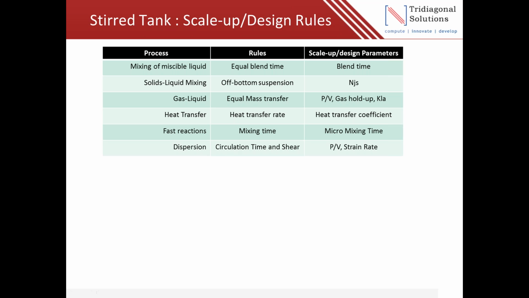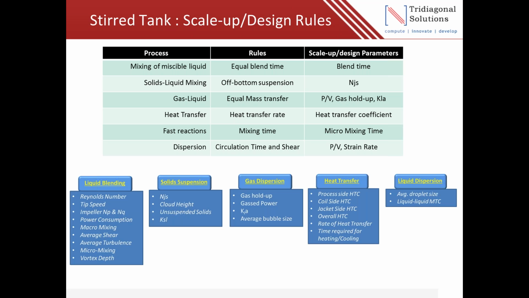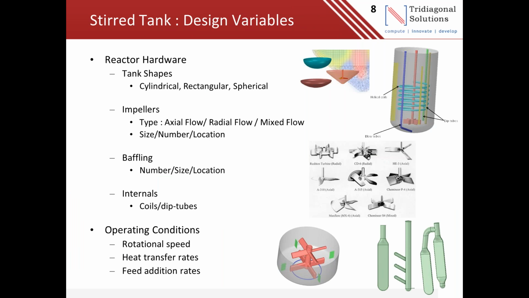For liquid dispersions, we typically look at the shear rate distribution, which again depends upon the power per unit mass. So there are many different parameters which we typically look at in each of these different applications, like liquid blending, solid suspension, gas dispersion, heat transfer applications, and liquid dispersion. These are the various parameters which we look at when we design or scale up our vessels or the processes from pilot to plant, or we transfer the processes from one plant to another plant. We typically look at matching these parameters between the two vessels.